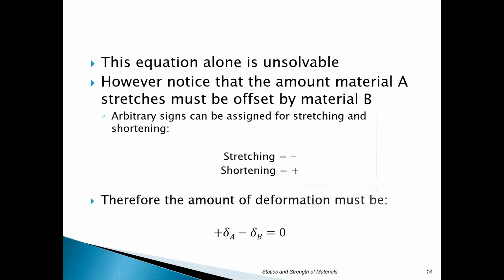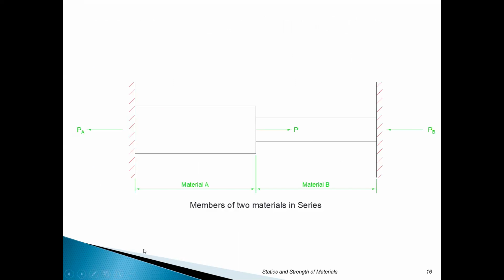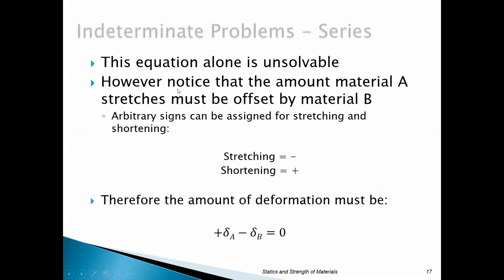But if we go back to that diagram again, here's what we're saying. Because we have this force P on here, it wants to pull this material. So this material is going to elongate, and this material has to compensate by decreasing because the distance between here is fixed. Okay. So again, stretching is positive, shortening is negative. So essentially what we're saying, the amount of deformation of A and B has to equal 0. So therefore they have to be the same number.